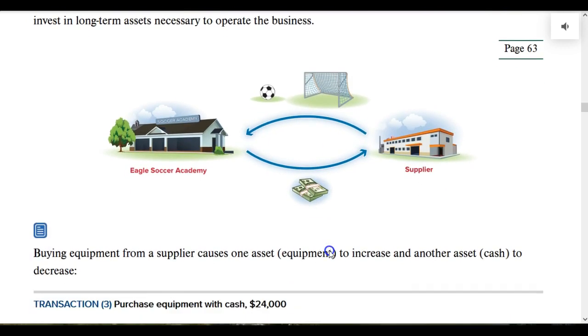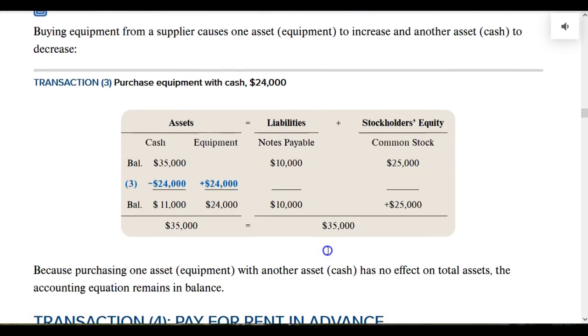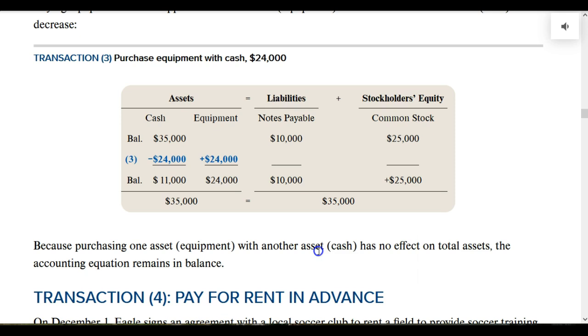Number 3, let's use cash to buy some equipment. So we used $24,000 cash to buy some equipment. Here, cash is going out the door. So we can see that we're going to lower cash by $24,000. And like I said earlier, you always have to have at least one other account impacted. So you answer the question, why is cash going out the door? Because we purchased equipment. So we increase a new asset account called equipment for $24,000.